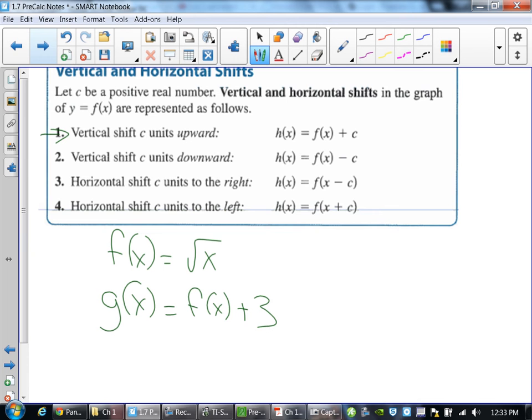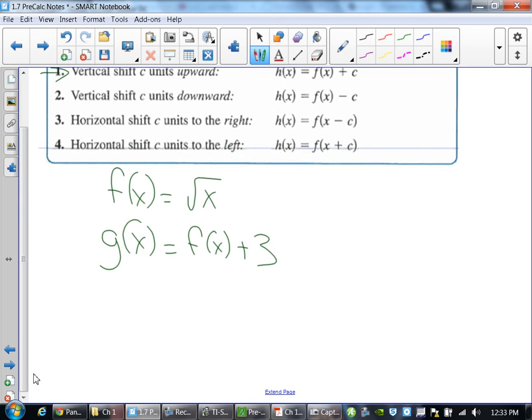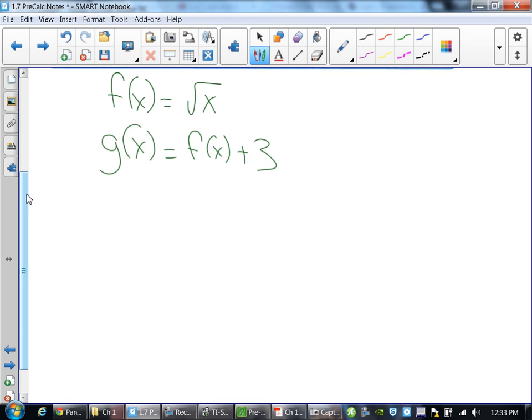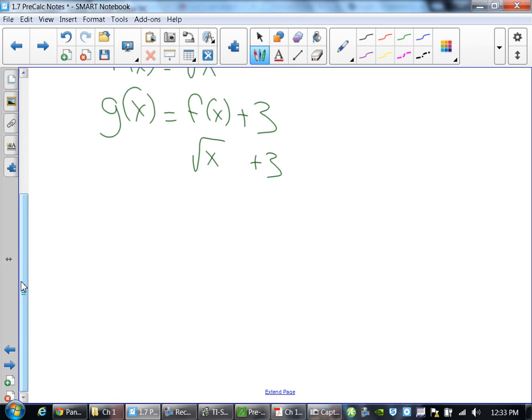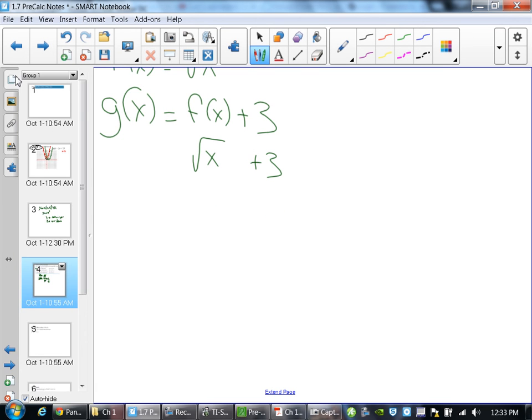If I look at it in terms of functions, all this is telling me to do is that my f of x equation was the square root of x, and then I add 3 to it. That's all that means. Now, when we're looking at the square root of x, do you guys remember the values we used for those?